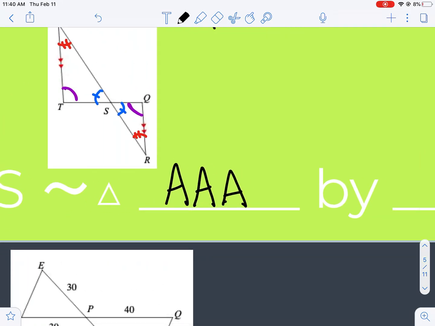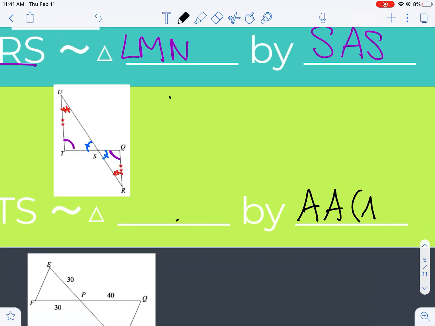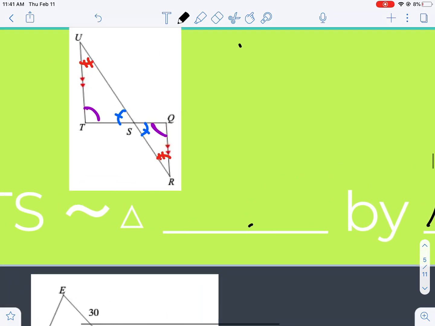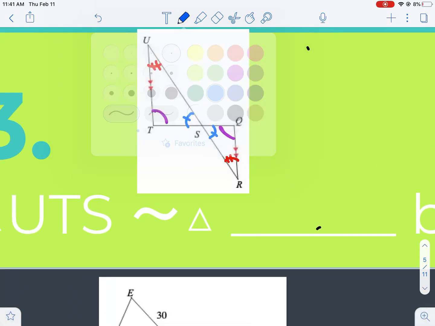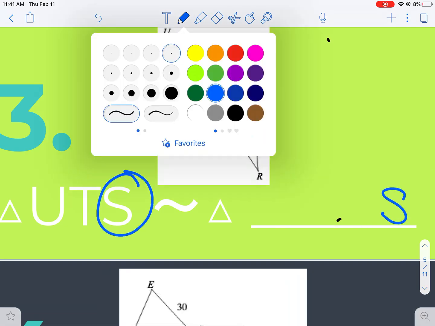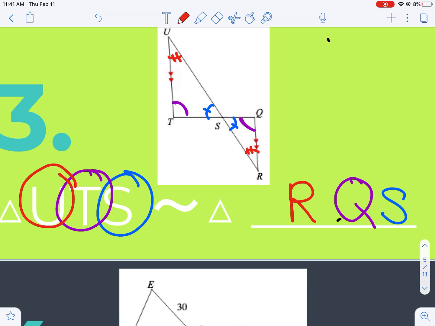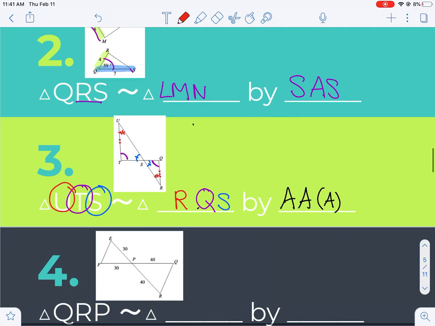Oh, and that's not what I wanted to put there. We'll put it over here. By angle, angle. The third angle is optional. And I'm going to match up my colors here. So angle S was my blue angle, so that's going to go last. Angle T was my purple angle. In my other triangle, that was Q. And angle U was my red angle. In my other triangle, that was R. So UTS corresponds to RQS by angle-angle similarity.